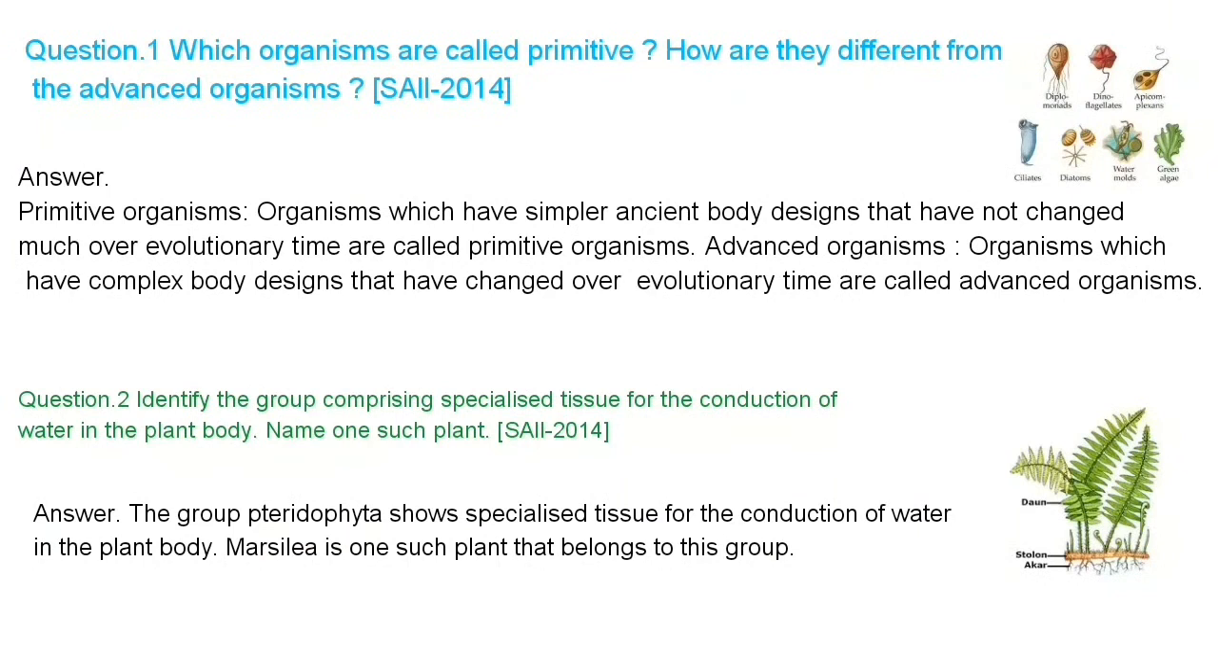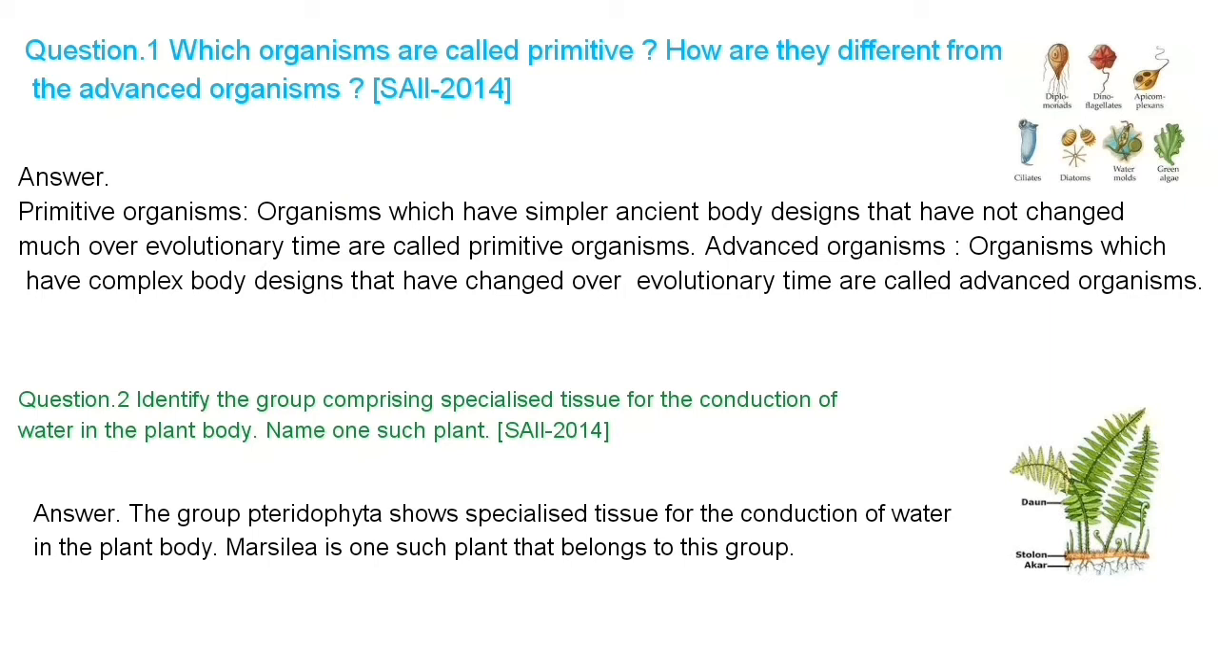So let's begin with our questions. The first question is, which organisms are called primitive and how are they different from the advanced organisms? This question was there in SA2 2014. Primitive organisms are organisms that have simpler, ancient body designs that have not changed much over evolutionary time, whereas advanced organisms have complex body designs that have changed over evolutionary time.